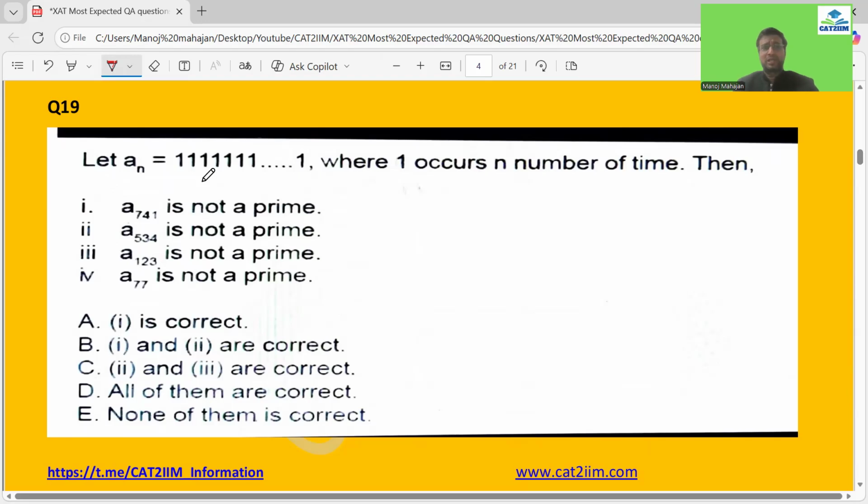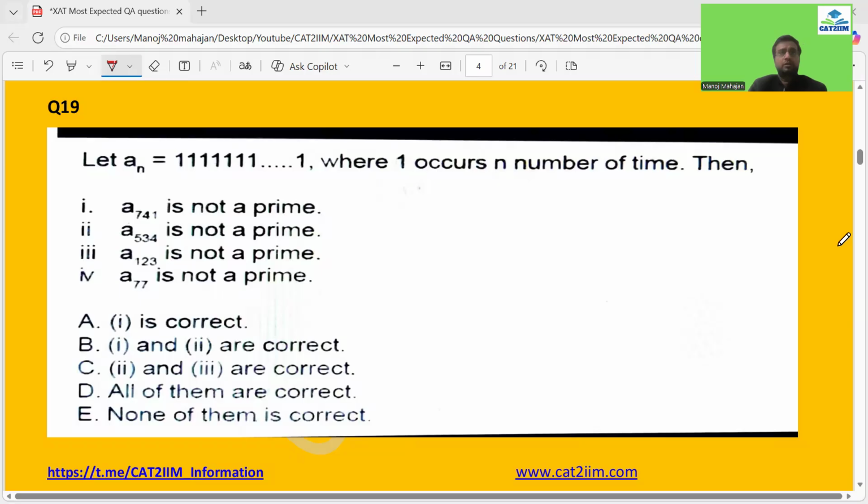But the options were pretty easy, so people were able to answer this if they would have tried this question. So how do you get a prime number? It should have exactly two factors, that is one and the number itself. Correct? So if there are more factors apart from these two, in that case the number will not be prime.